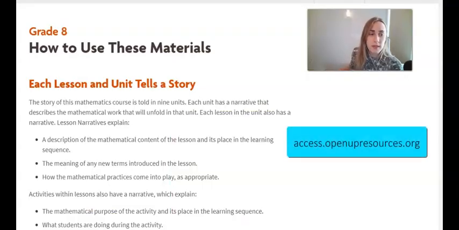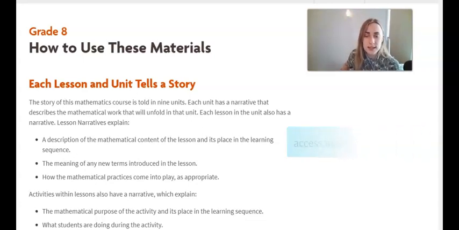So now I'm at the OpenUp Resources website. It's just access.openupresources.org. And on the website, they have a section called Course Guide for grade 8. And I'm looking under the section, how to use these materials. OpenUp Resources' philosophy is that each lesson and unit tells a story, and that they tell the story of math over the course of 9 units.